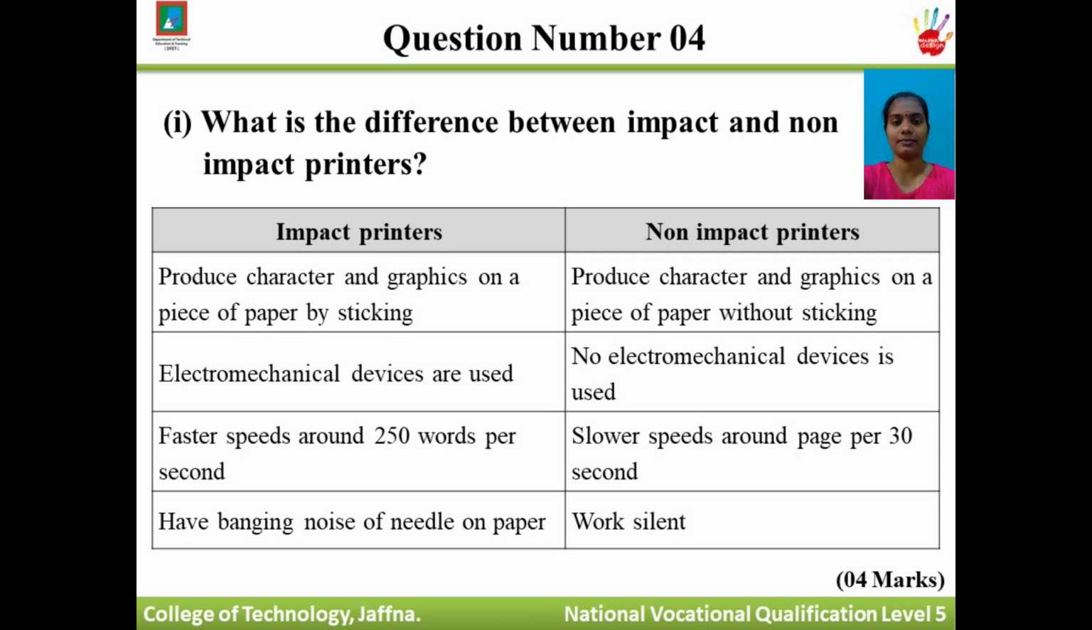Impact printers have a fast speed, around 250 words per second. Non-impact printers have a slower speed, around a page per 30 seconds. Impact printers have the banging noise of needles on paper. Non-impact printers work silently. Impact printers have only one color, but with non-impact printers you can choose from any colors. Examples of impact printers: daisy wheel printers, drum printers, line printers, chain printers, dot matrix printers, and band printers. Examples of non-impact printers are inkjet printers, thermal printers, mobile printers, and laser printers.